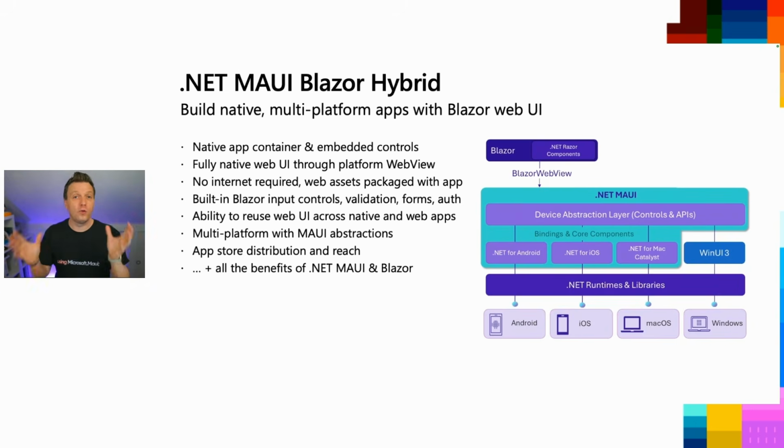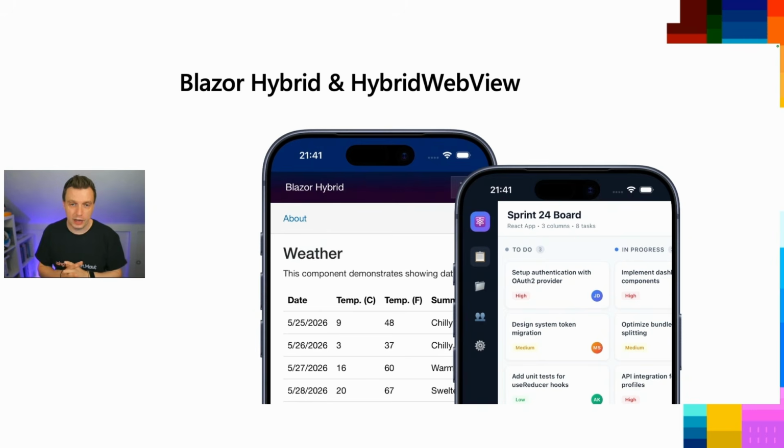You can make your full app a hybrid application with Blazor, or you can have just a little part of your application be a Blazor hybrid application and the rest fully native, and it will integrate seamlessly. You will not be able to tell the difference. And if you maybe have a React Native, Angular, or some other JavaScript application, we have something for that as well. We have the hybrid web view there too.